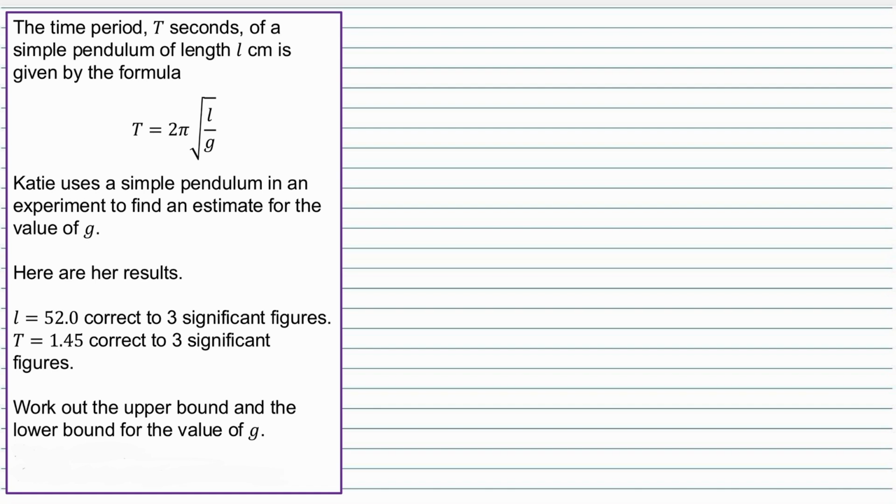Okay, so to work out the upper and lower bound for L, we're told it's correct to 3 significant figures. So if we draw a quick number line, we're told it's rounded to 52.0. So to 3 significant figures, this is between 52.1 and 51.9. So the upper bound would be halfway between these two.